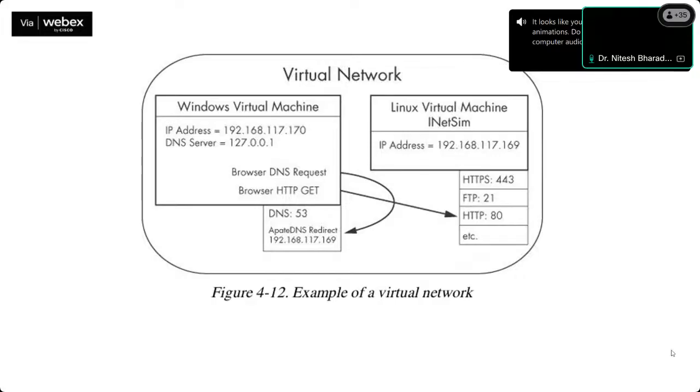So here INetSim is installed. Here, if you see what we have done, your Linux system, INetSim is installed here. This is the IP. This is the port number, FTP and other things. Now here the IP address of this is 170.